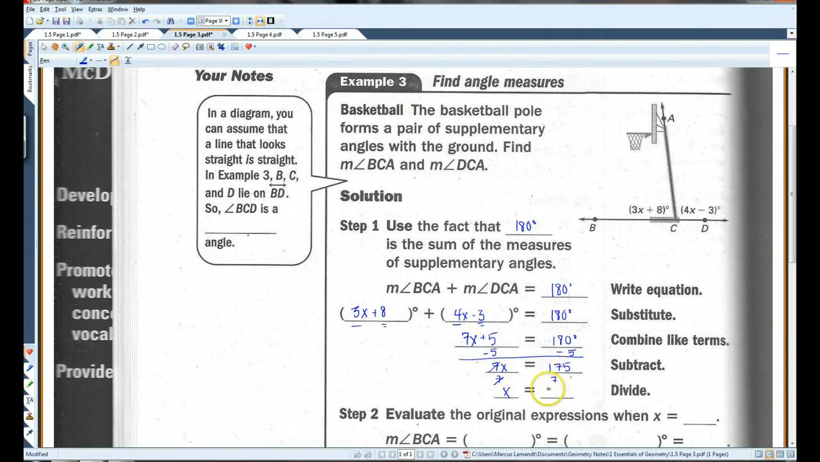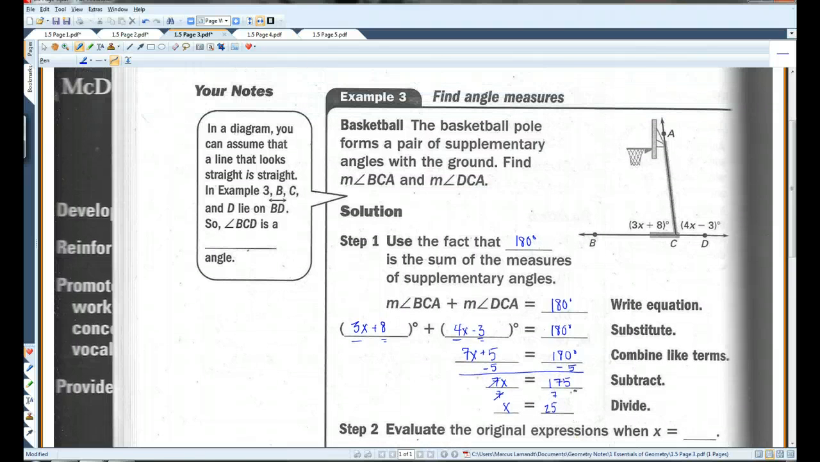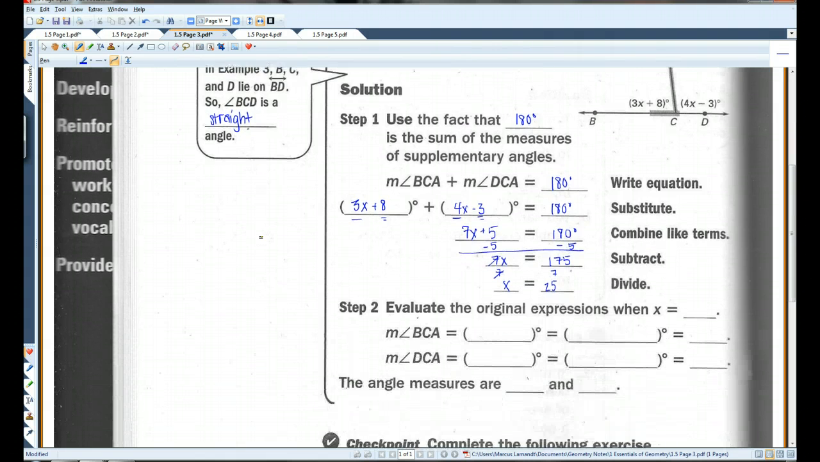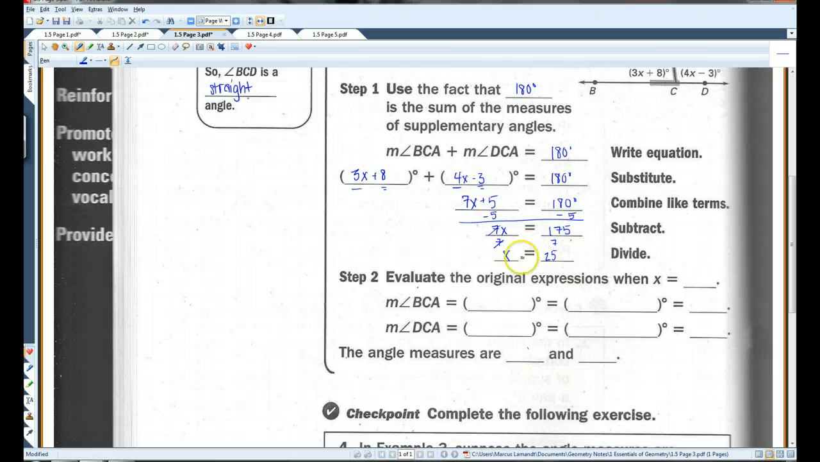So x is going to be, let's see here, 25. Okay? So we have x, but that's not what they're asking for. They're asking for these two angles. Oh, by the way, BCD, hopefully you guys realize that this is a straight angle. So, once again, we have x. Now we just need to plug it in.